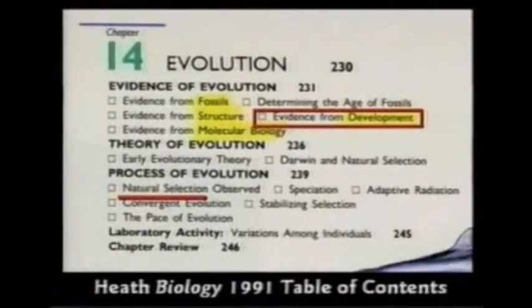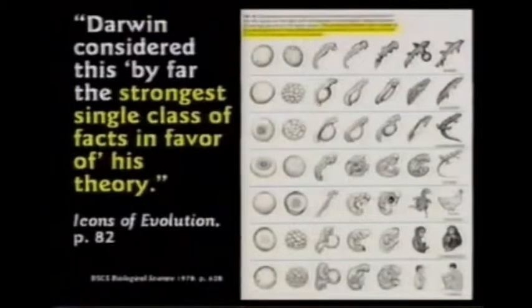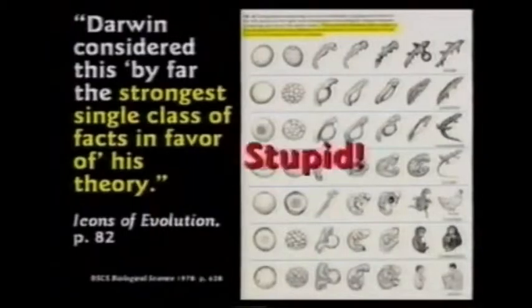I don't think so. The similarity between early stages in development of many different animals helped convince Darwin that all forms of life shared common ancestors. Actually, Darwin considered this by far the strongest single class of facts in favor of his theory. This is stupid, folks. I'll show you.